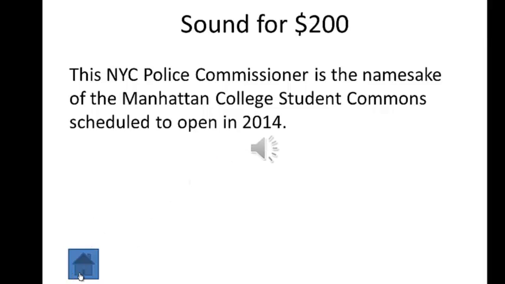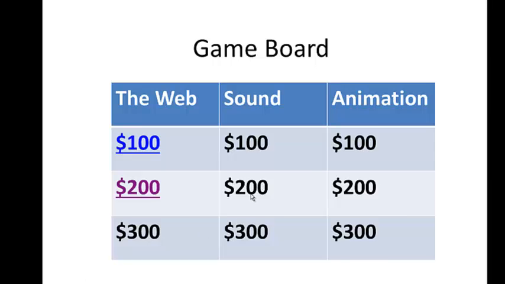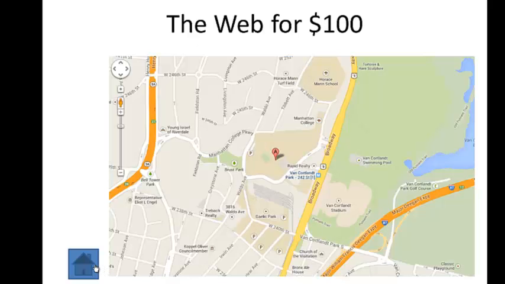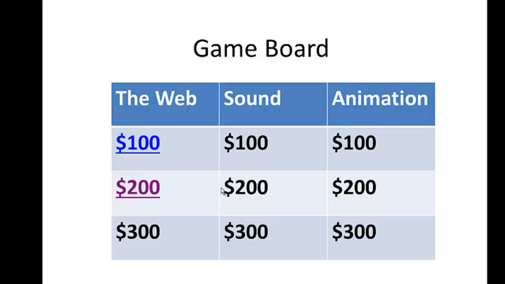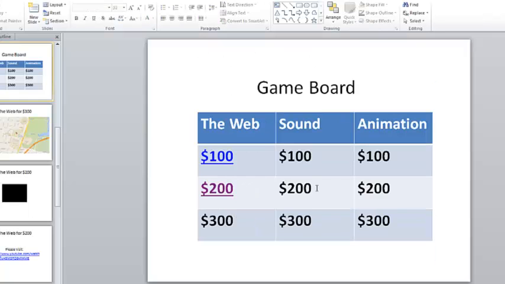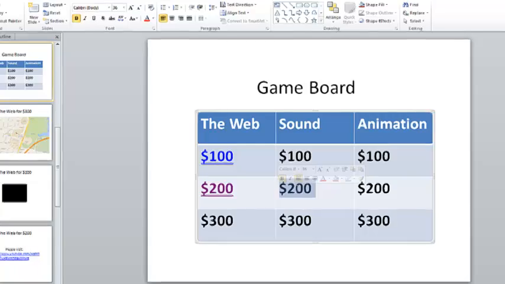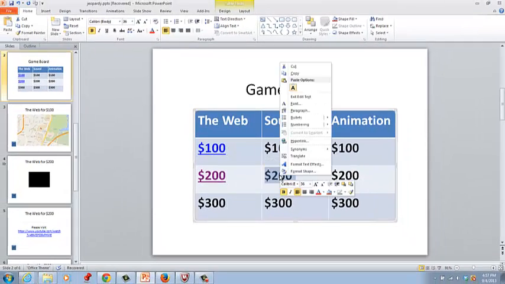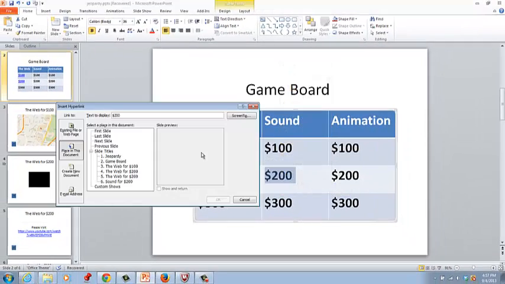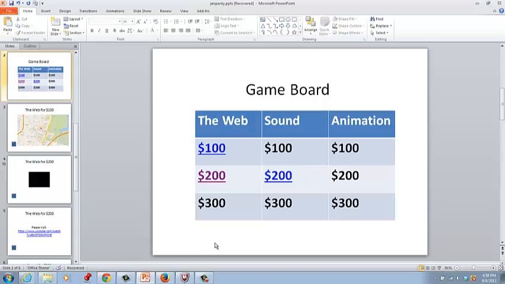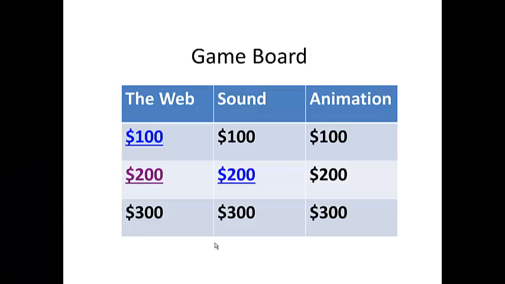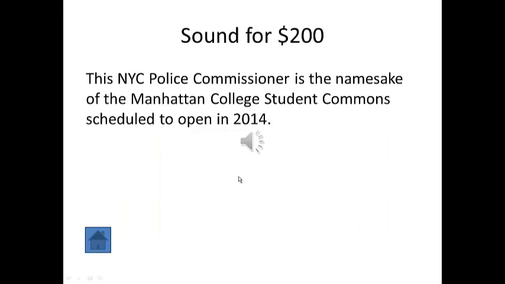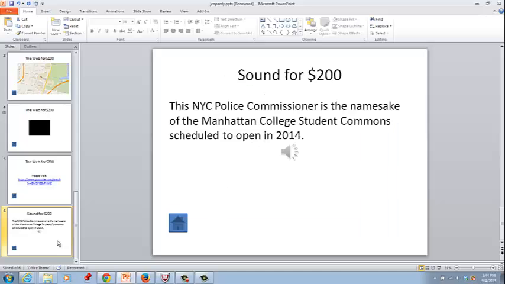Now let's go to our home button, and we need to create a link to the 200. So let's go ahead and do that. You select it, and then right click, hyperlink. It's within the document, and sound for 200. So now if we do Shift F5, hyperlink to sound for 200, we get our slide.